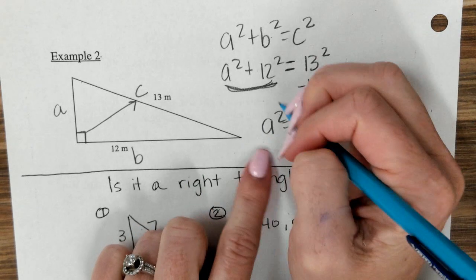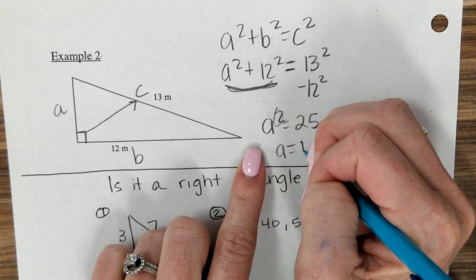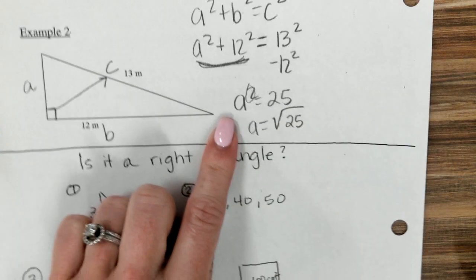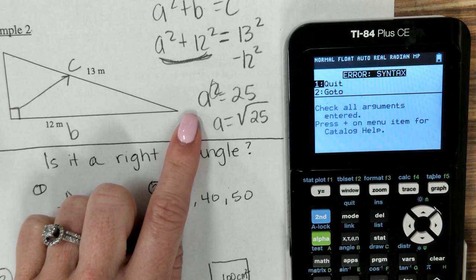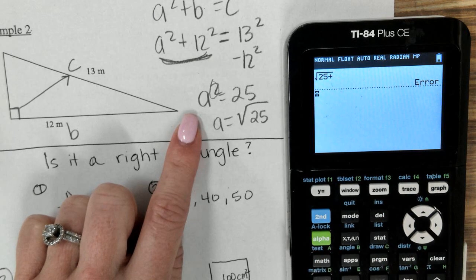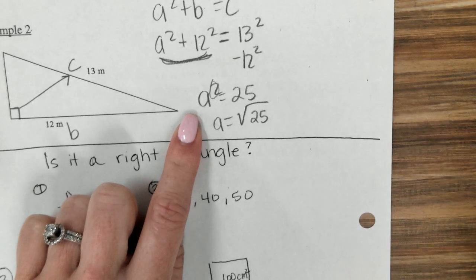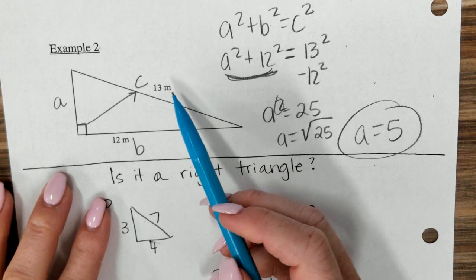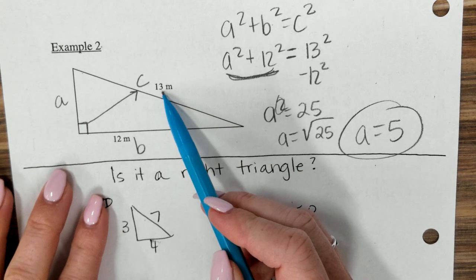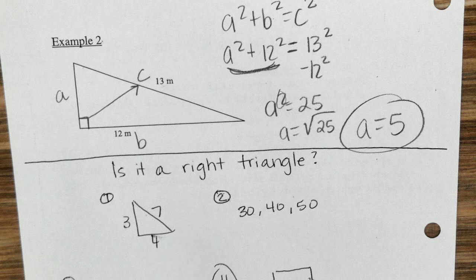So to get rid of this little square, what do I do to my answer? Square root it. So the last step of Pythagorean theorem is to square root. I accidentally put a plus sign. There we go. 5. Okay, everybody look at my answer. Was C still bigger? C has to be the biggest side. Now, that's how you solve for a missing side.